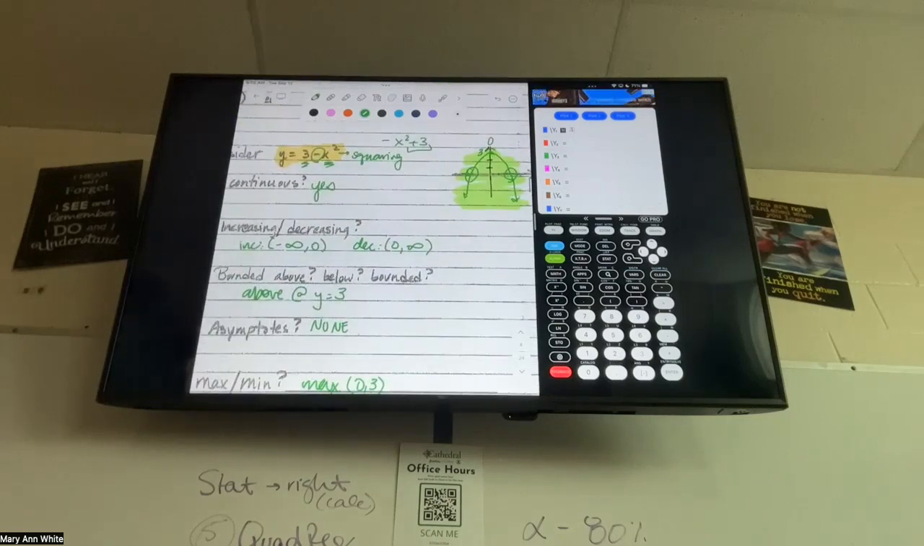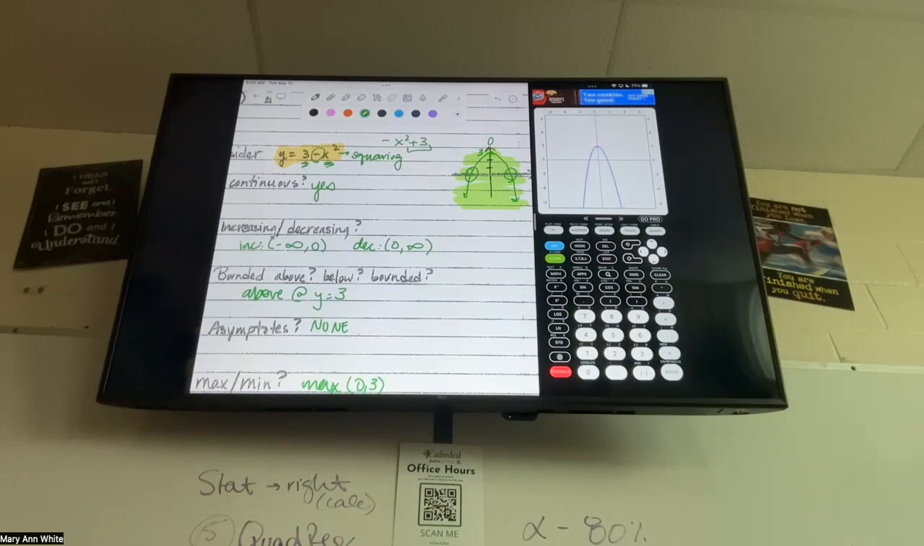So I'll put 3 minus x squared. You may have a stat plot still highlighted, so make sure it's not highlighted. And then I'm just going to go to my normal window, so I'm going to go zoom and then standard. Whoa. That's not at all what I want. Okay. That was very odd. I'm not sure what was going on.